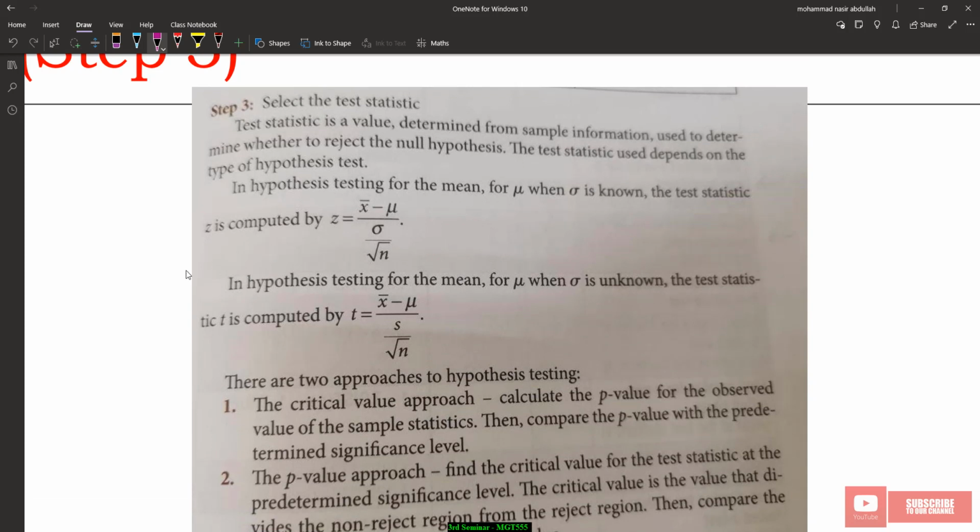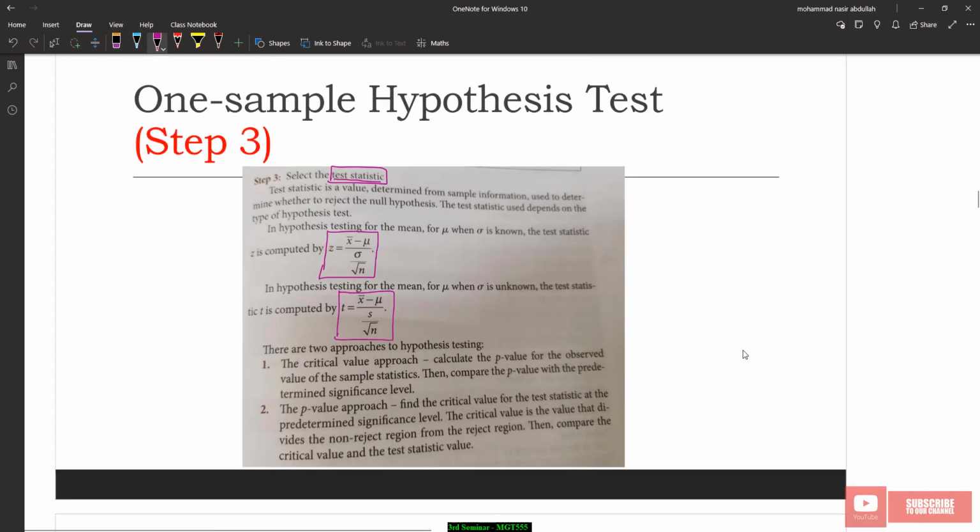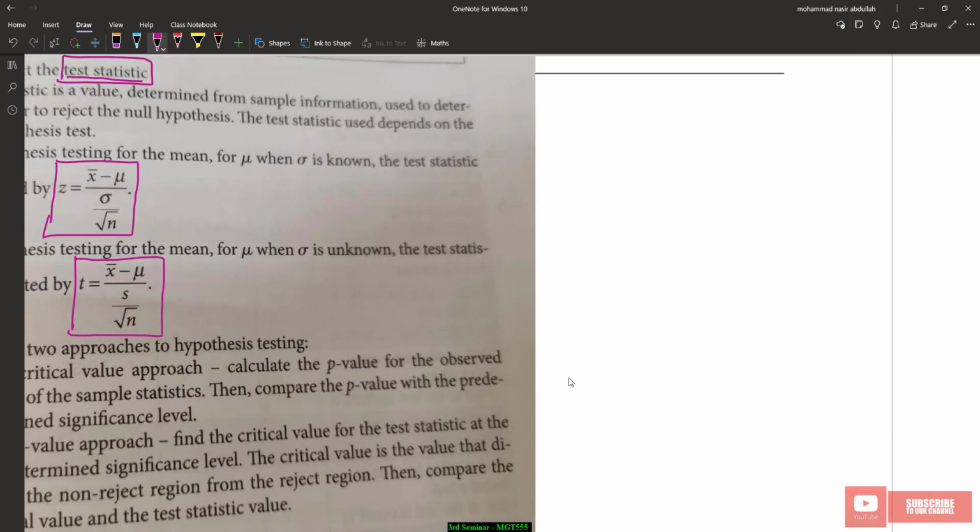Okay. As I said before, to select a test statistics, right? Statistic without S, nampak kat sini, test statistic. Step number 3. Right? Test statistic is a value determined from a sample information used to determine whether to reject null hypothesis or accept alternate hypothesis. Test statistic used depend on type of hypothesis. So we have two type of test statistics. First is Z statistics. Another one is T statistics. Right? So, how to determine which test to use?